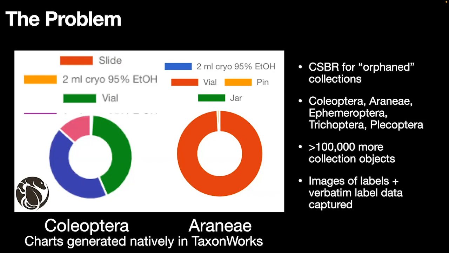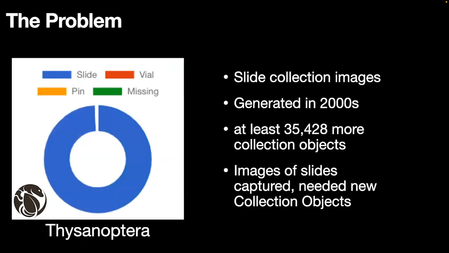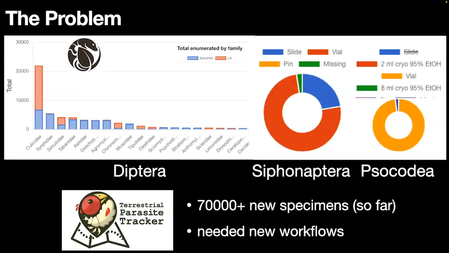And we were also capturing images of labels and verbatim label data, which we could not actually put into our database. We also had a whole bunch of slide collection images, mostly of thrips, that were actually generated back in the early 2000s. Those slide scans all had database numbers, but none of them were in our database because we couldn't handle images. So you're seeing a repeated problem here: we're generating lots of data, but don't actually have the data infrastructure to capture it and to share it.